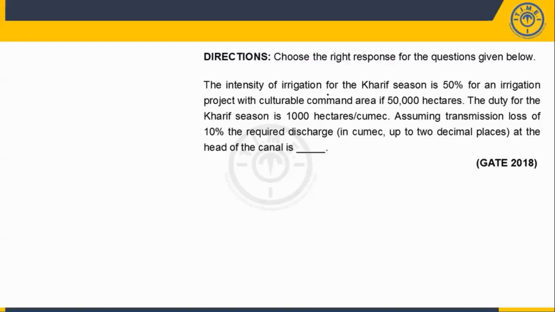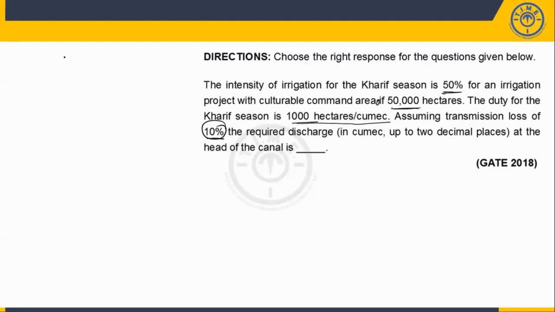The intensity of irrigation for Kharif season is 50%, with a cultivable command area of 50,000 hectares. The duty for the Kharif season is 1,000 hectares per cumec. Assuming a transmission loss of 10%, what is the required discharge at the head of the canal?